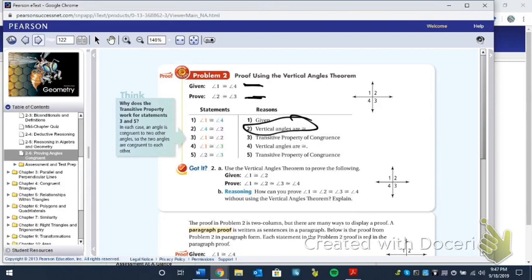Oh, okay. So here I'm just showing you that we have to use the vertical angles theorem. See how vertical angles are congruent? That is the vertical angles theorem. So the reason you don't have to put down the actual theorem, they could have just put vertical angles theorem down as the justification for that step.